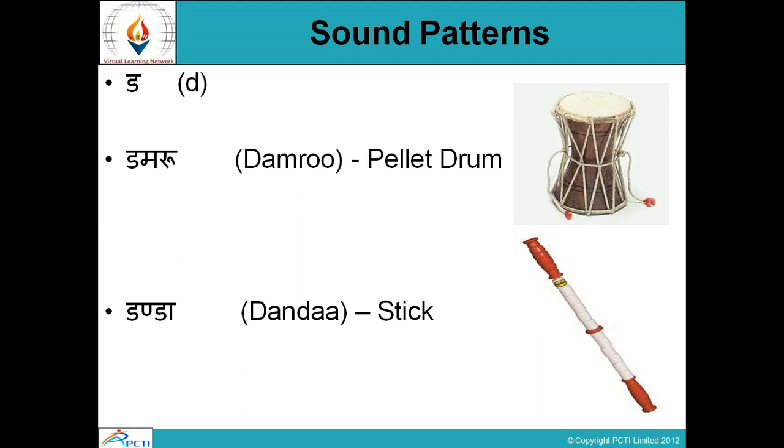Next is damru. Damru is this kind of musical instrument, usually used by monkey man. Usually he dances his monkey on this kind of drum. This is known as damru.